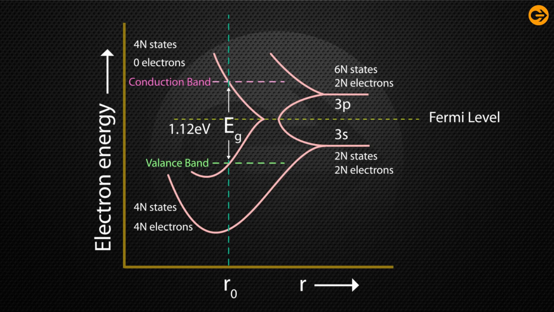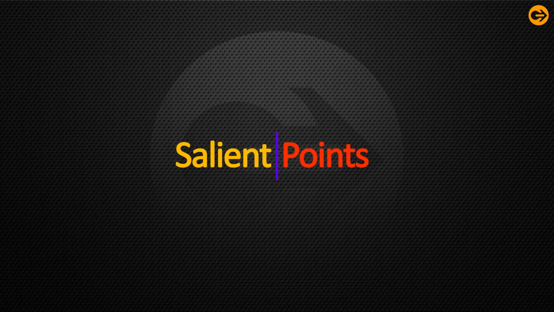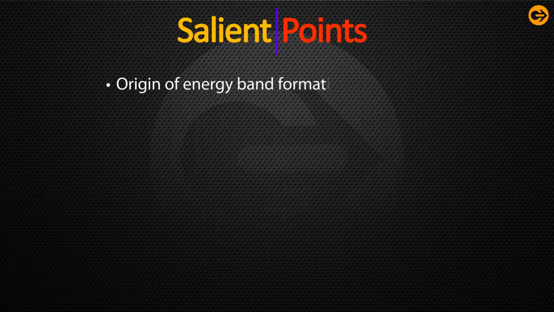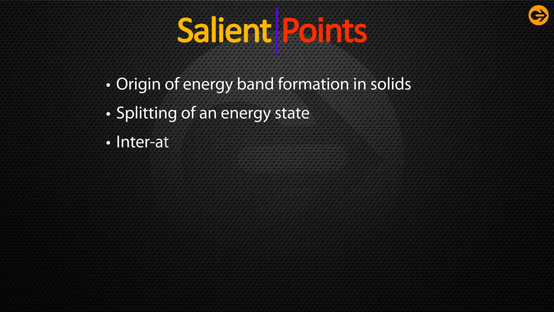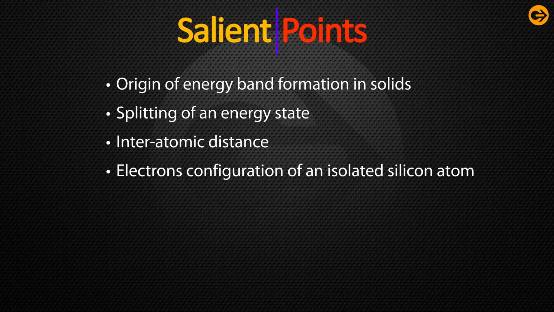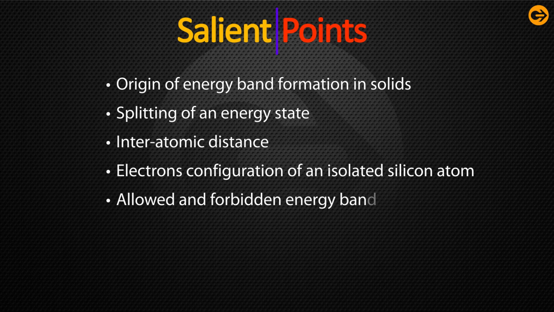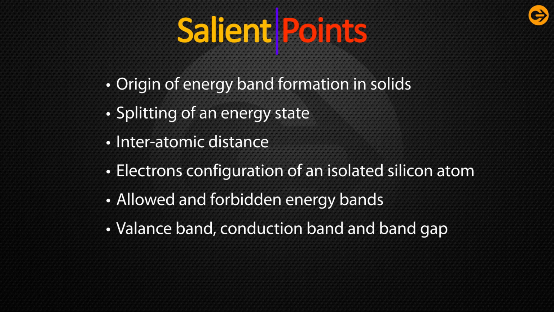The basic idea about an energy band is that it is a range of electron energy in a solid which is so dense with electron states that it appears to be continuous. With this, we have come to an end of this video. Let us take a quick look at what we have learned so far: origin of energy band formation in solids, splitting of an energy state, interatomic distance, electron configuration of an isolated silicon atom, allowed and forbidden energy bands, valence band, conduction band, and band gap.